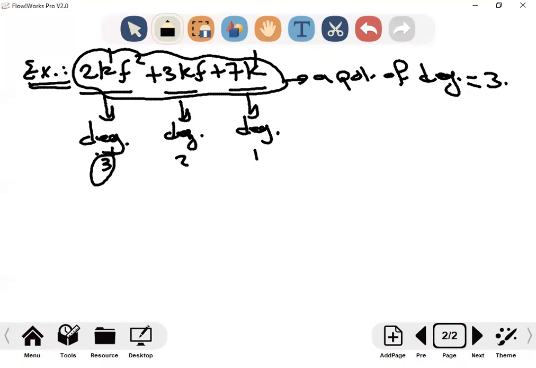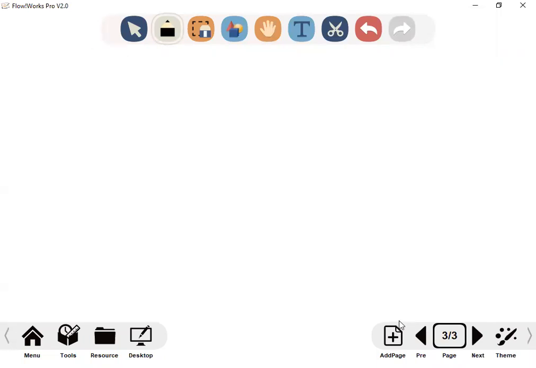Okay, let's go to example 1. Just understand what you have on the board. Yeah, monomial. We have 3 monomials. This one by itself is called a monomial. This one by itself is called a monomial. This one by itself is called a monomial. Together, what is it called? Polynomial. Let's go to example 1.